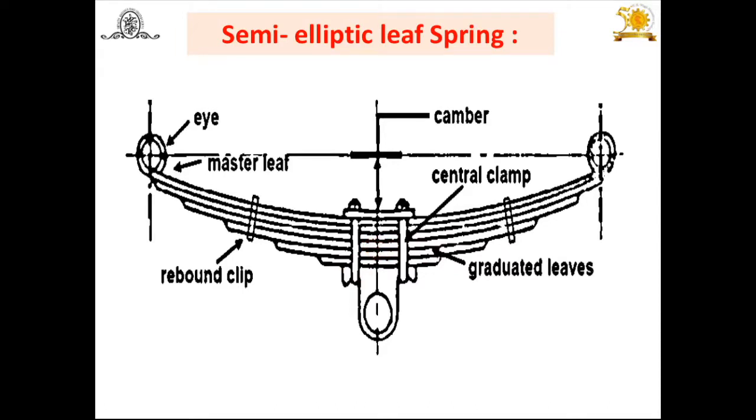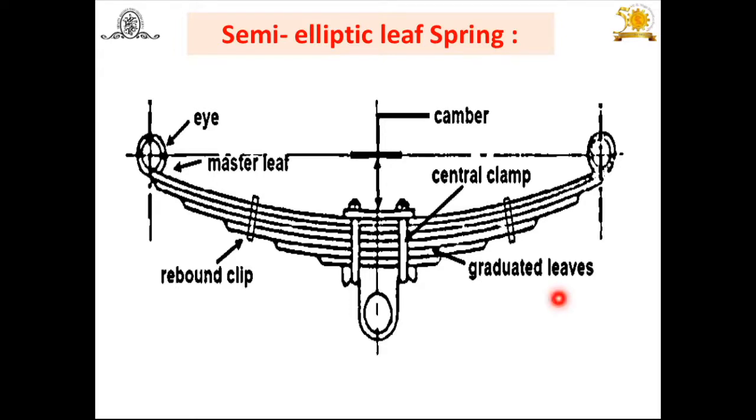The longest leaf is always known as the master leaf, which is at the top, and it is bent. Bolts are inserted through these eyes to fit the leaf spring to the automobile body. All these graduated leaves along with the master leaf and the extra long leaves are held together by means of U-bolts and the central clip. I have already told you rebound clips are used to keep the leaves in alignment and prevent lateral deflection.